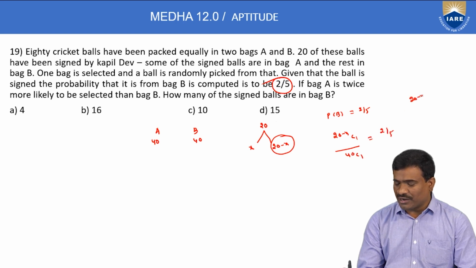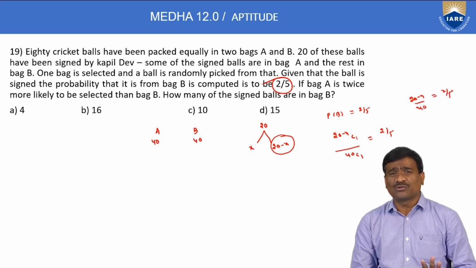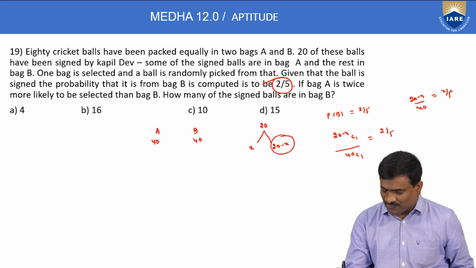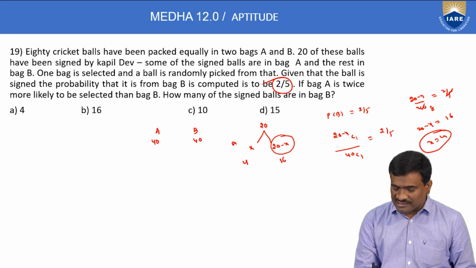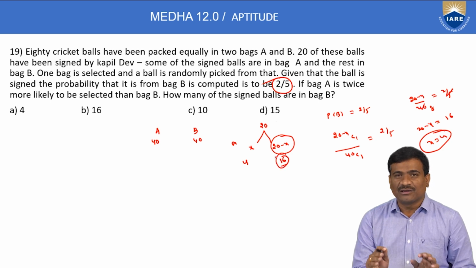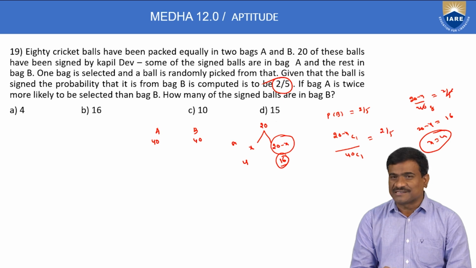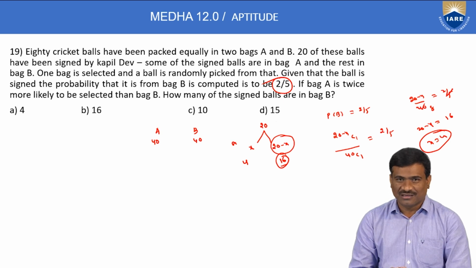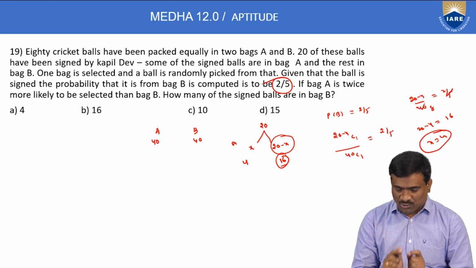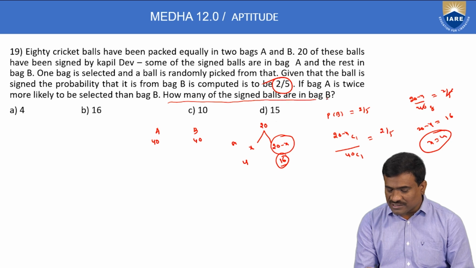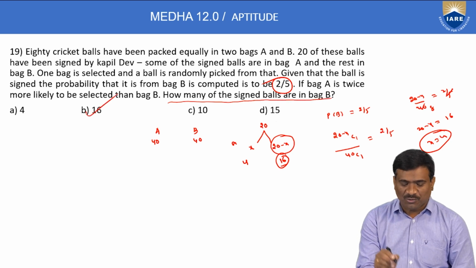So 20 minus X by 40 is equal to 2 by 5. Calculate and find the X value: 5 into 8, 20 minus X is 16, X is equal to 4. X is nothing but bag A. Next, bag B is 16. The number of signed balls in bag A is 4 and in bag B is 16. But the total number of balls in bag A is 40 and B also 40. Here we calculate only how many of the signed balls are in bag B: only 16. Option B only correct.